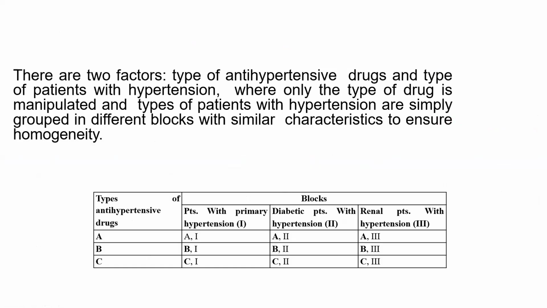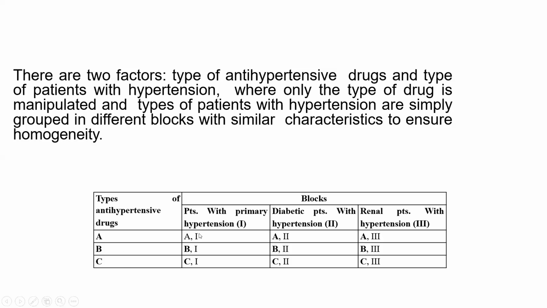Only the type of drug is manipulated, whereas the groups of people are allocated in different blocks with similar characteristics. Here you can see antihypertensive drugs A, B, C, different types of drugs, and the groups of people are classified as patients with primary hypertension, diabetic patients with hypertension, and renal patients with hypertension.